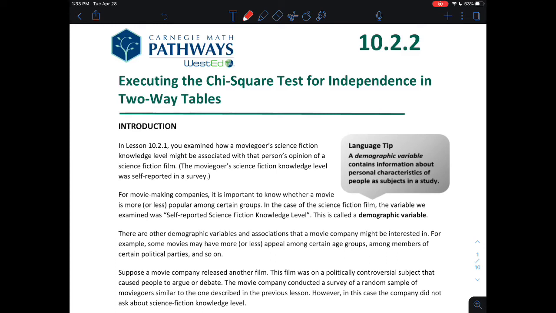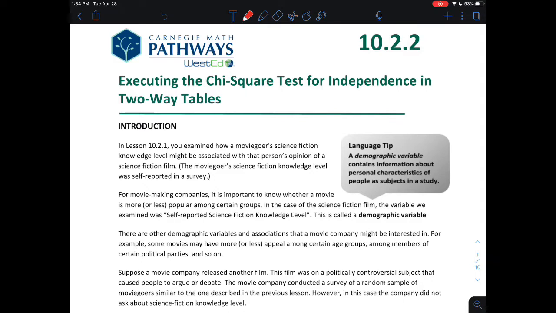Lesson 10.2.2 Executing the chi-square test for independence in two-way tables. This is a follow-up to the previous lesson, and we're going to start to learn some calculator shortcuts for everything that we did then. In Lesson 10.2.1, you examined how a moviegoer's science fiction knowledge level might be associated with that person's opinion of a science fiction film.